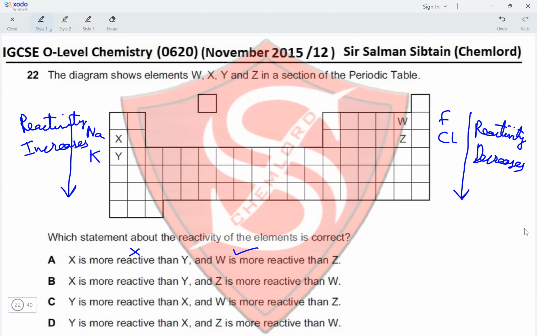So next, X is more reactive than Y? No. And Z is more reactive than W? No. Next, Y is more reactive than X? Yes. W is more reactive than Z? Yes. This is correct. Next, Y is more reactive than X? Yes. Z is more reactive than W? No. W is more reactive than Z. So this makes option C the correct option for this question.